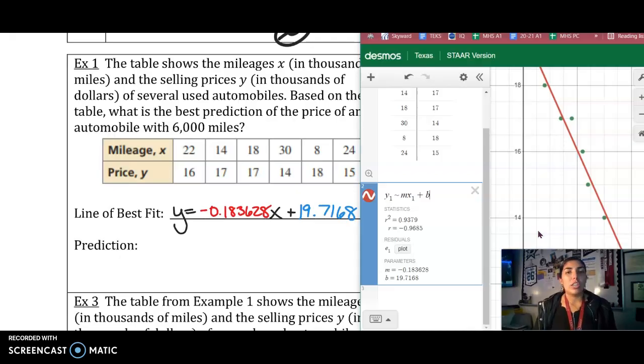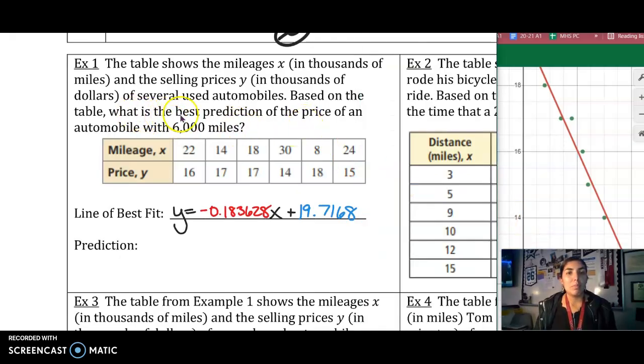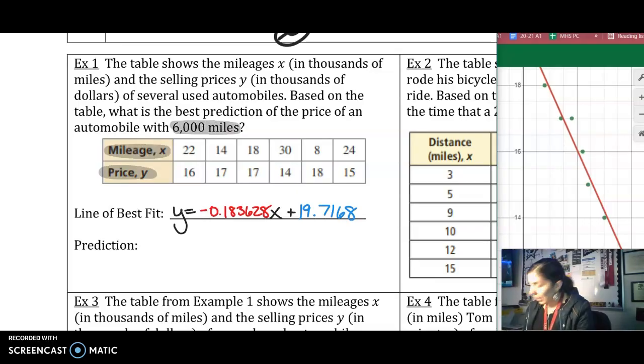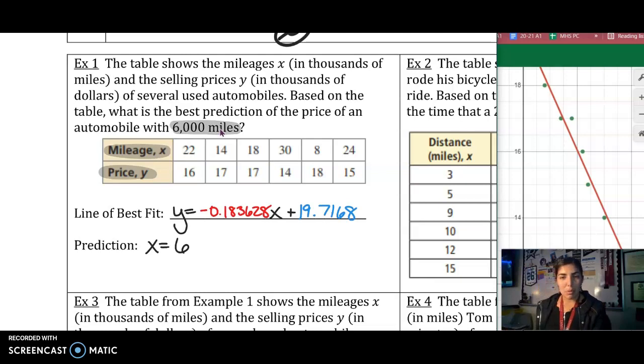But we need to make a prediction. It asks me, what is the best prediction of the price of an automobile with 6,000 miles? Now, if they told me I have 6,000 miles, did they give me an input or an output? Yeah, they gave me an input. They actually gave me the input of 6, because remember, we're measuring x in thousands of miles. So 6,000 miles is just 6.